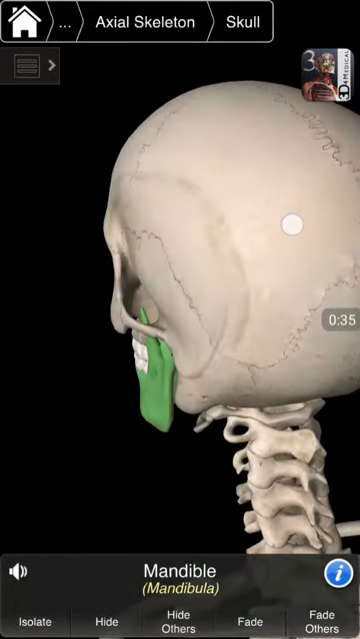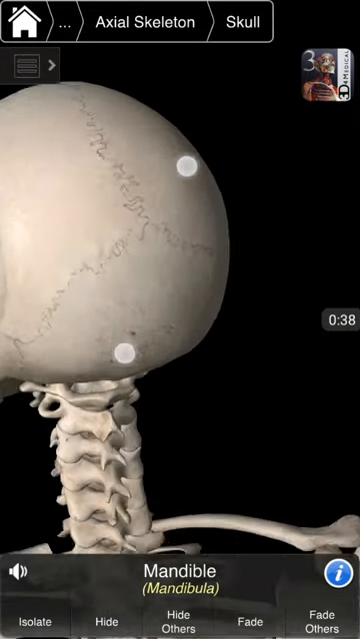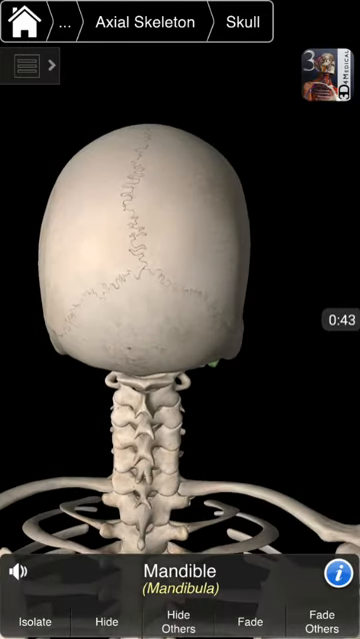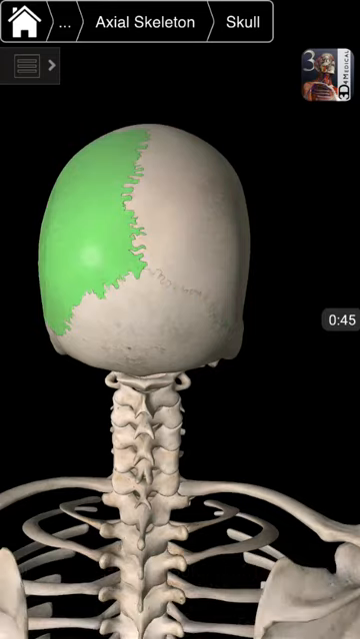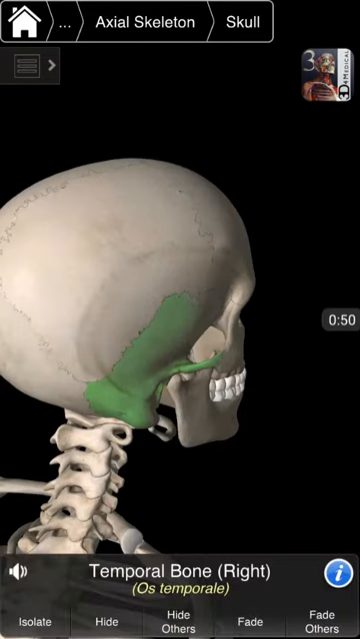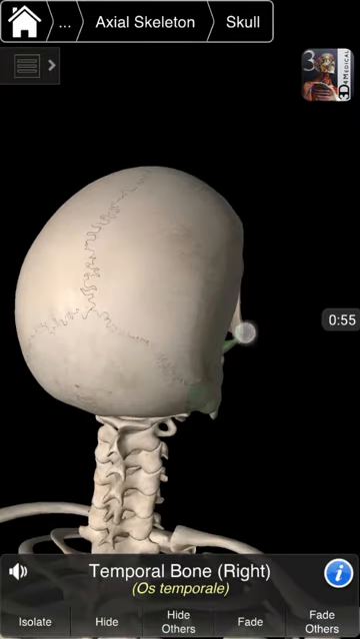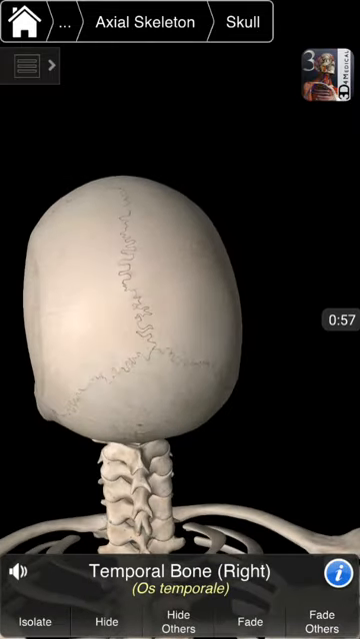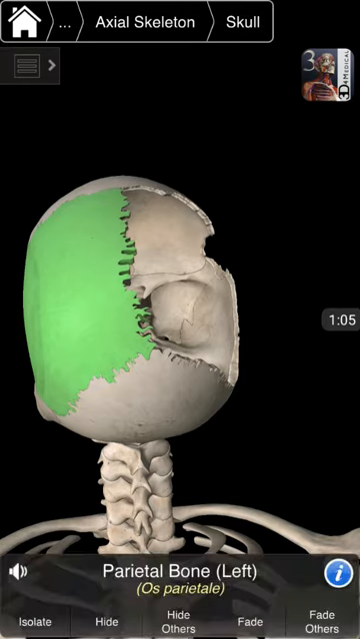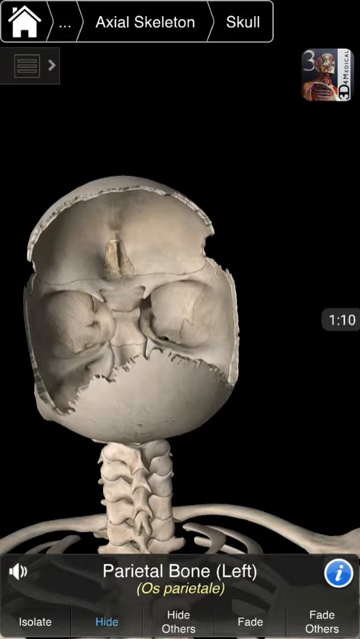Neurocranium is comprised of 8 bones. Out of those 8 bones, 4 are paired, like right parietal, left parietal, then left temporal and right temporal. They are paired bones, and they are forming the vault of the skull. And then, if I remove these parietal bones, you can have a better look inside.